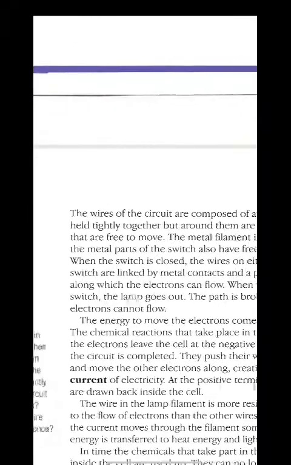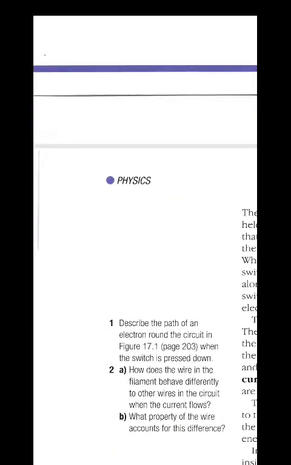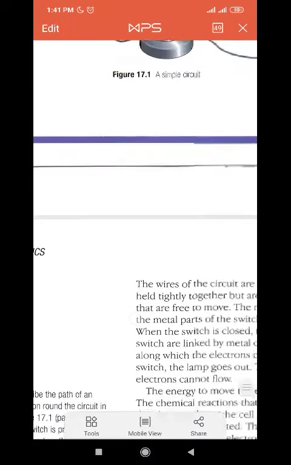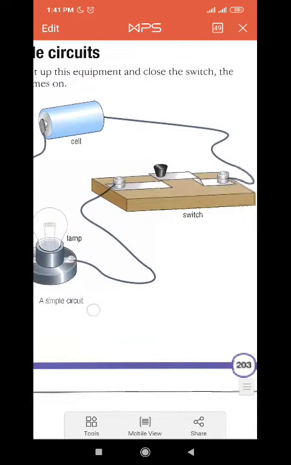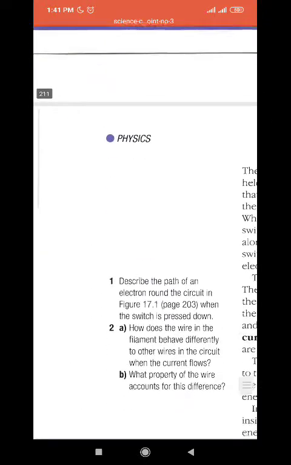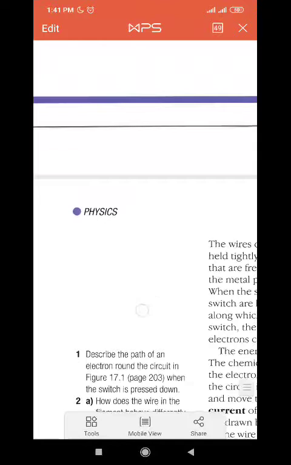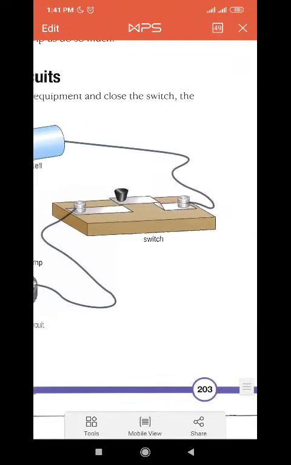All right. Now, what I'll do is I'll try to answer some questions. It says, describe the path of an electron around the circuit in figure 17.1 on this page. As you can see, 17.1, this figure right here, when the switch is pressed down. All right, so let's examine the switch. Do you see the switch?